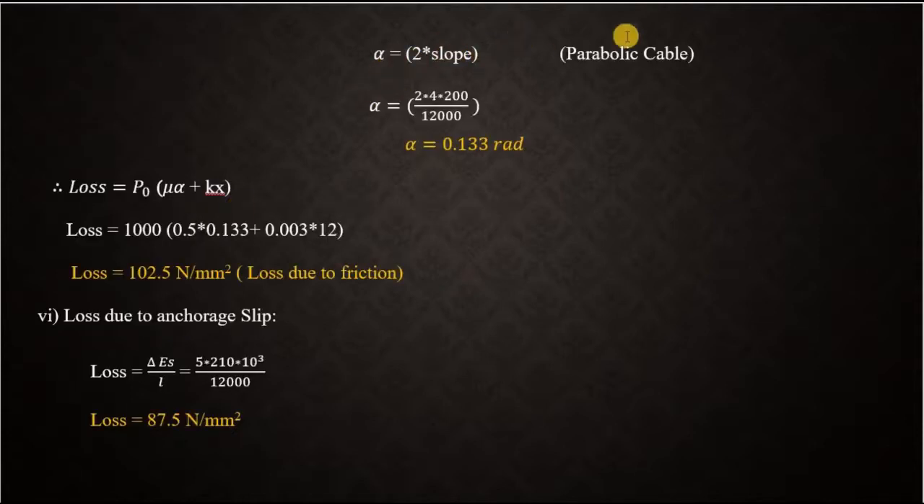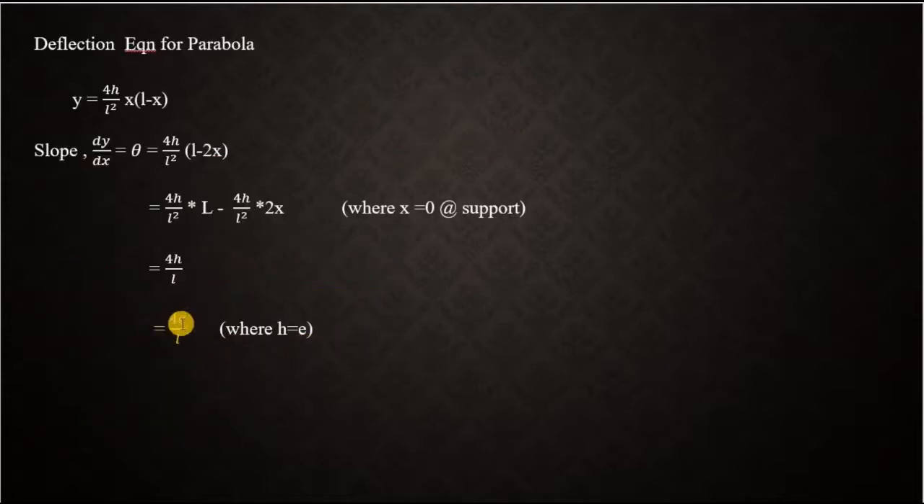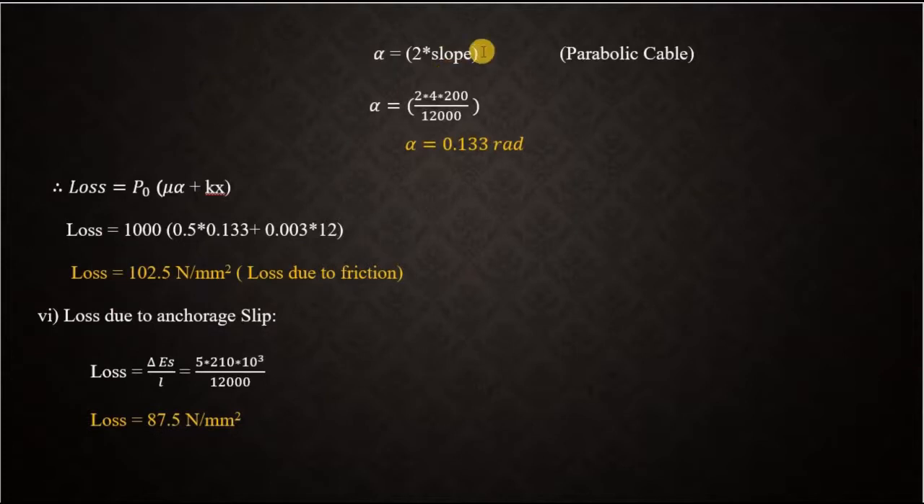Next, for a parabolic cable the alpha formula is 2 into slope. We have just got the slope value as 4e by L. Substitute 2 into 4e by L. L is the total length, which they gave as 12 meters. So convert that: 2 into 4 into 200 by 12,000. We will get alpha as 0.133 radians.